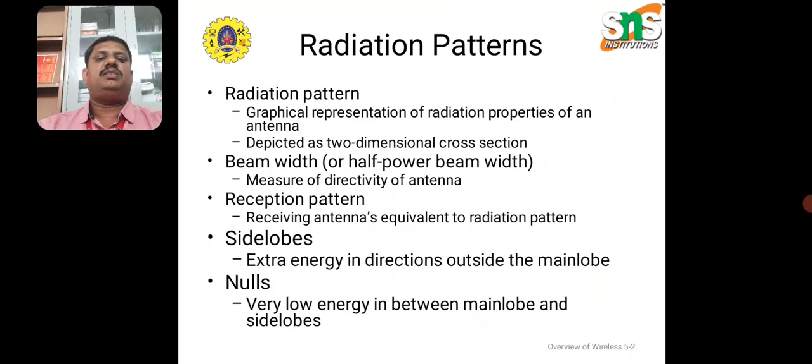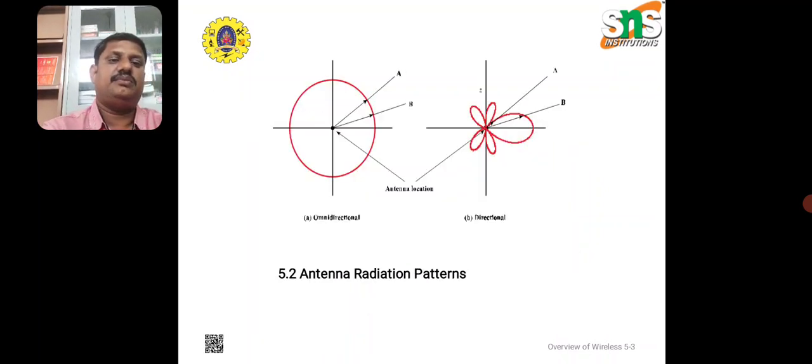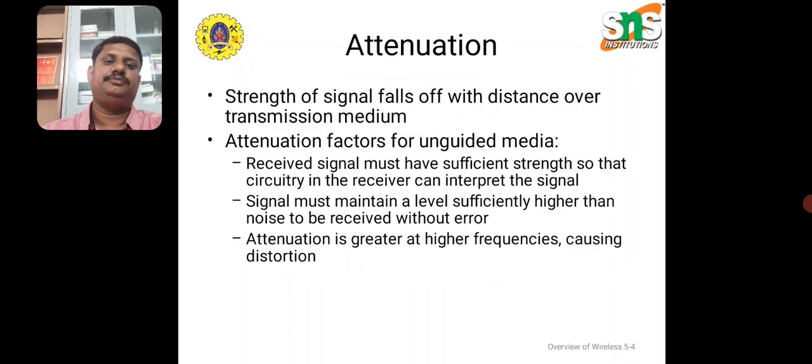The radiation pattern is mainly a graphical representation of the radiation from the antenna, shown in a two-dimensional cross section, with the beam width, reception pattern, and side lobe patterns. There is very low energy between the main lobe and the side lobe, and the extra energy is directed outside, maintained in the side lobes. So this is a type of antenna radiation pattern: how the antenna transmits the information, whether an omnidirectional antenna or different types of antenna, into the space.